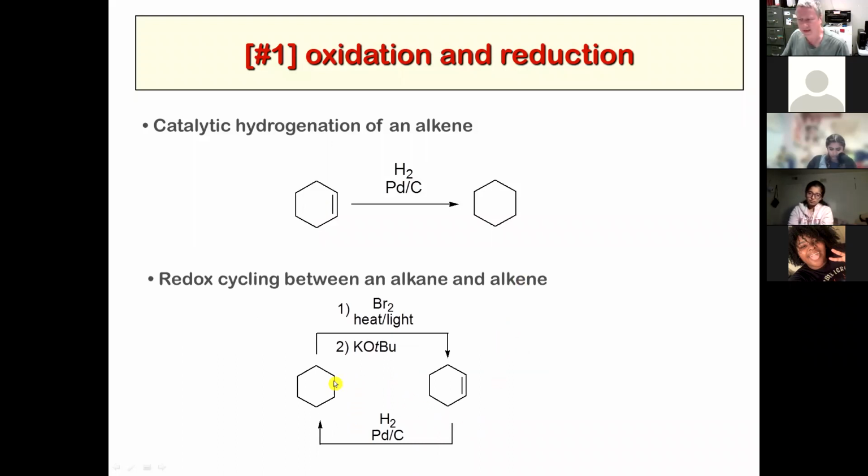Interestingly, if you have an alkane and an alkene, you can go back and forth. We call that redox cycling because we're oxidizing and reducing, right? We can go from the alkene back down to the alkane with H2 palladium. But what if we want to go the other direction? You can actually brominate. Remember that? Br2 adds a bromine to an alkane. And then you can eliminate with a strong base, and that can make the alkene. Okay, cool.